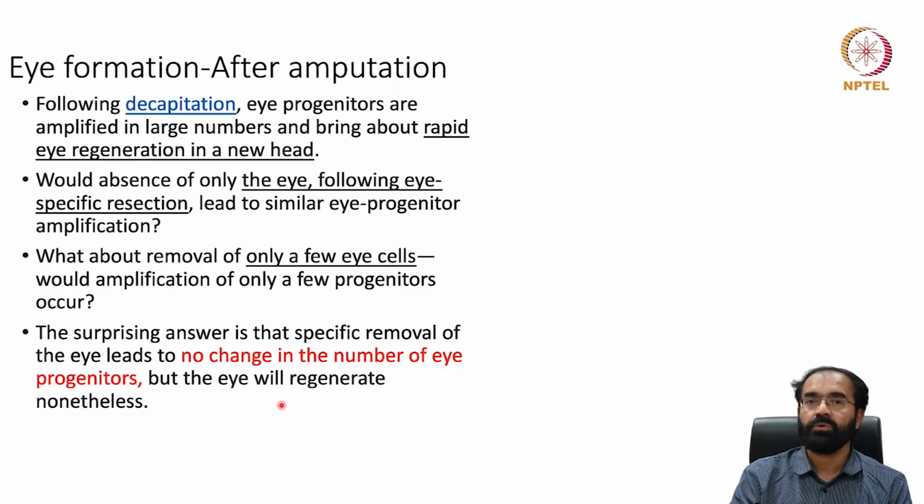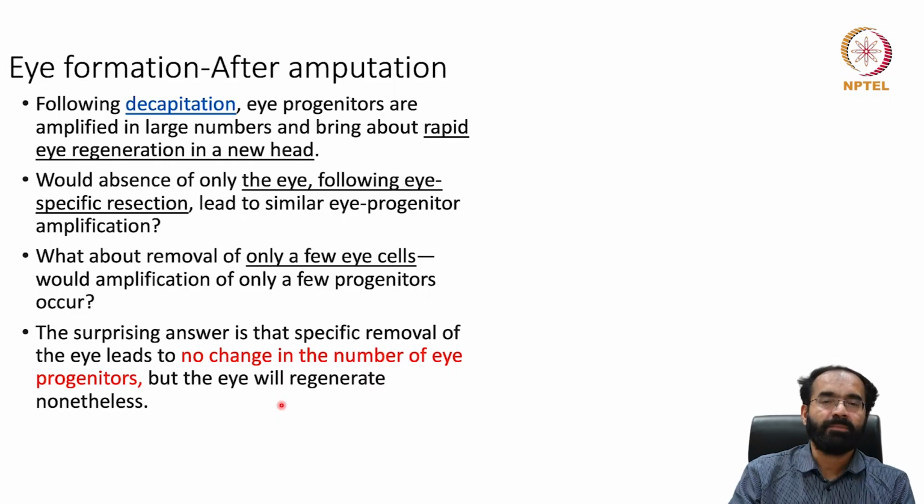The reason, as I told you, is that maintaining an eye is a routine process. How is it maintained? It is removing cells, adding new cells, removing cells, adding new cells. So whether you remove a little bit of cells, half of the eye, or a full eye, getting a new eye does not require any active involvement of more progenitor proliferation. You don't need to increase the production of progenitors.